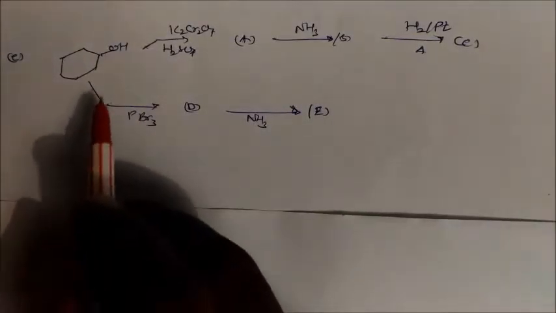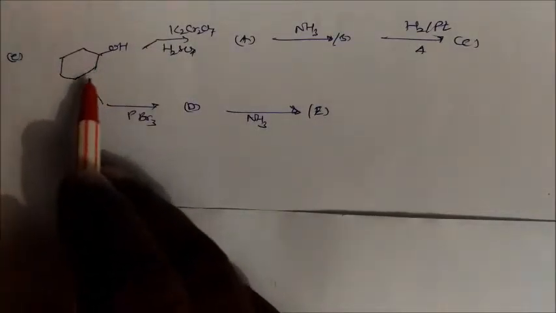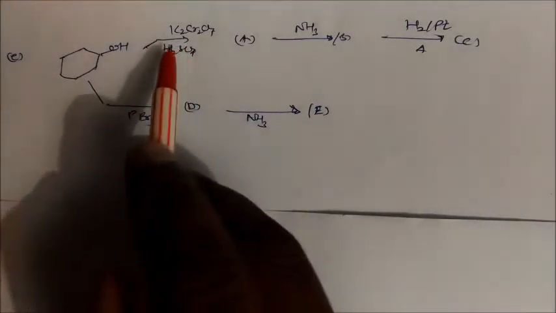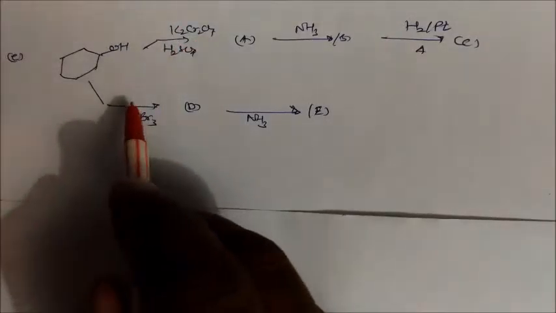This is a cyclo alcohol. By using potassium dichromate in acidic medium, this will convert into a ketone compound. And again by using ammonia, H2O will be condensed and it will convert into this compound, we can write NH. The reduction will take place with the help of hydrogen in presence of platinum. So this will convert again to an amine. So we'll finally get the amine this way.